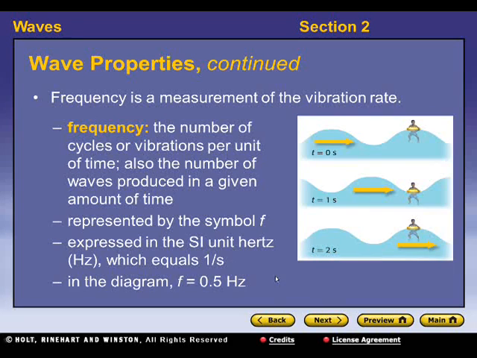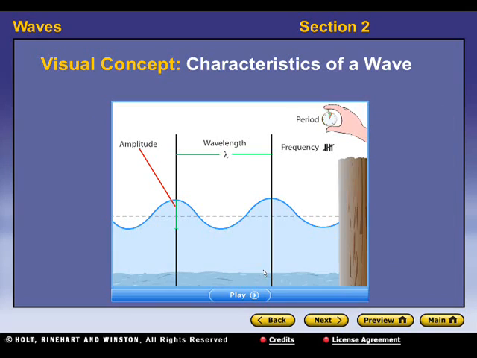In the diagram we have 0.5 hertz, which means that there is half of a wave every second. So here from 0 to 1 second goes from crest to trough, and that happens in 1 second, so that's half a wave in 1 second. And then back to the crest in 2 seconds, so the time is 2 seconds. So you have a wave that happens every 2 seconds, or half of a wave every second.